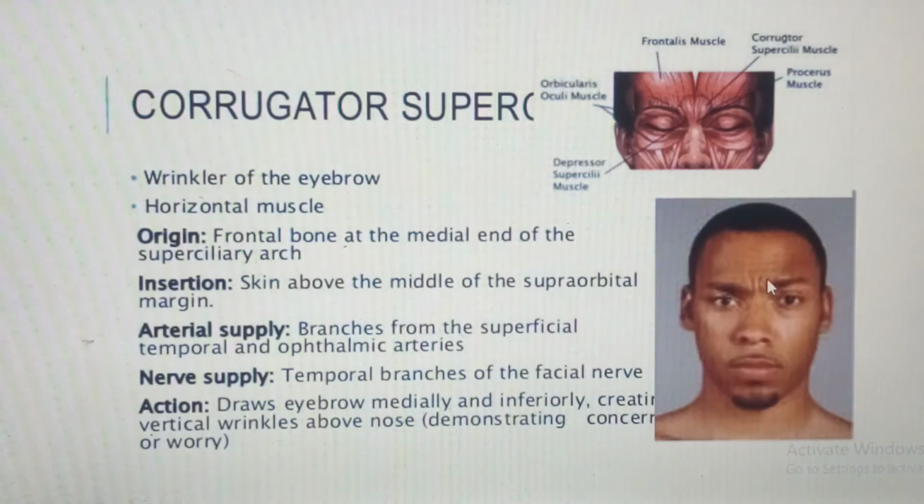So there we are. If you can see the subject, that kind of vertical wrinkling that you find over here is courtesy of the corrugator supercilii upon its contraction.